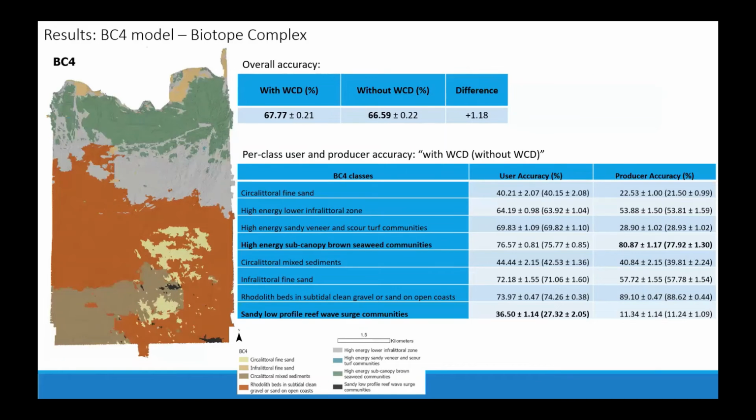And finally, the biotope complex results, where we see the biggest and significant difference in overall accuracy of 4.18% points. And that's mainly due to two classes. The high energy subcanopy brown seaweeds had an improvement in overall accuracy when the water column data was included in the model. In addition to that, the sandy low profile reef wave surge communities were also included.